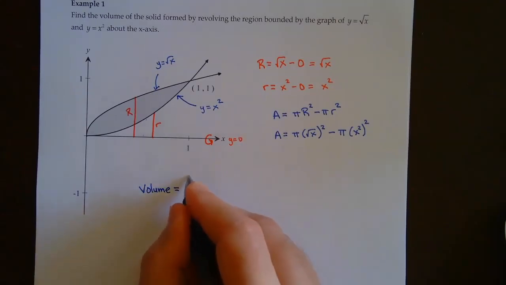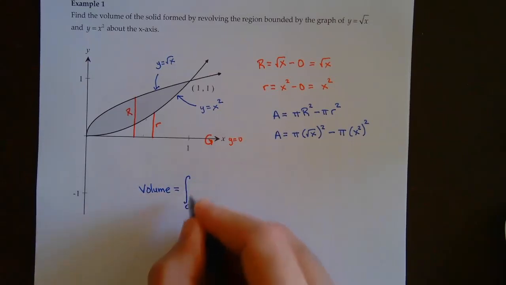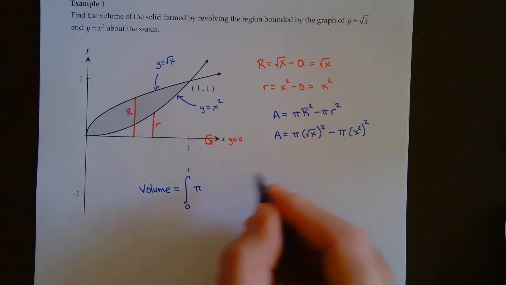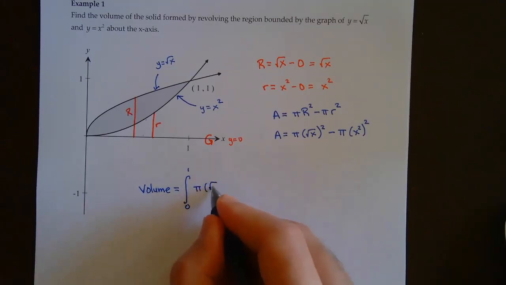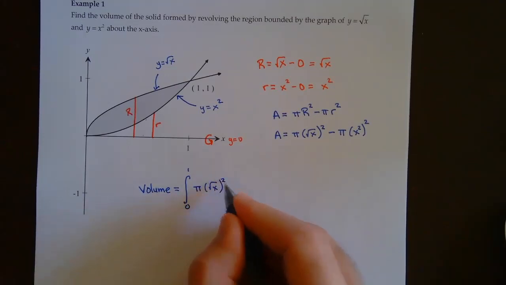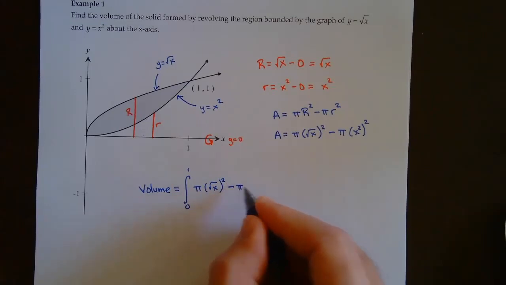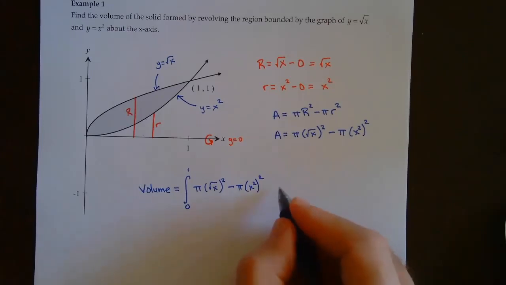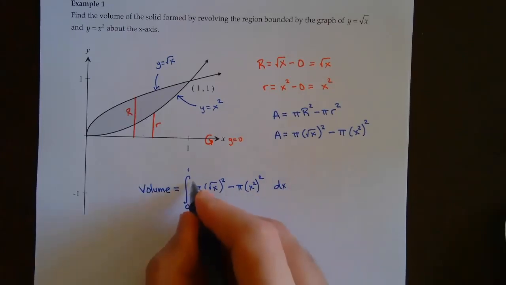So the volume will equal the integral from 0 to 1 of pi big R, which is the square root of x squared, minus pi little r, which is x squared squared, and then dx. I'm going to put a bracket around that.